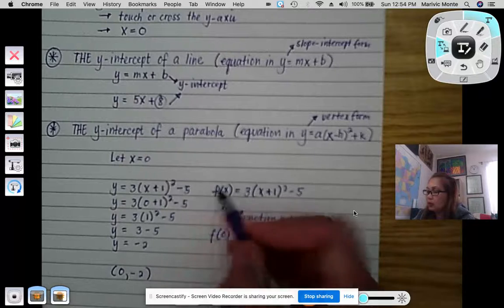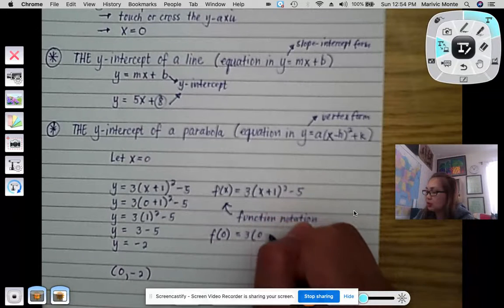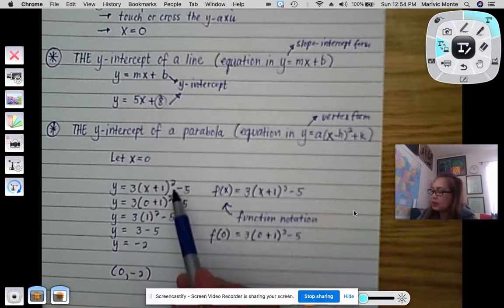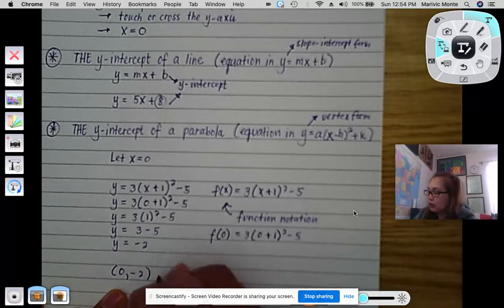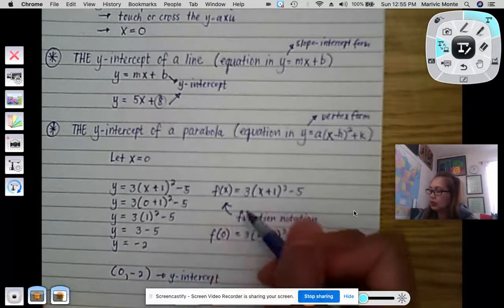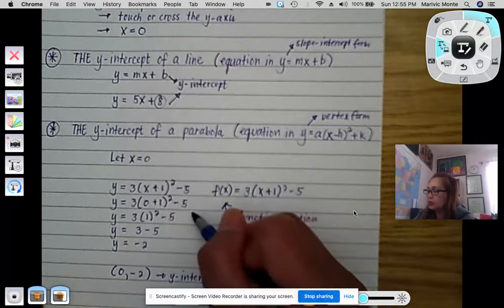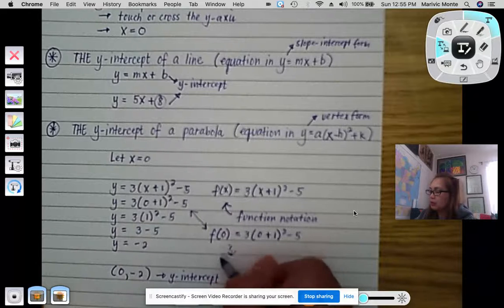So using the same equation, this will become 0 plus 1 squared minus 5. See how it's exactly the same, except for this one. How you complete this equation follows this pattern, and you're still going to end up with (0, -2) for your y-intercept. And that's all you need, actually. Everything else is going to follow the same way.